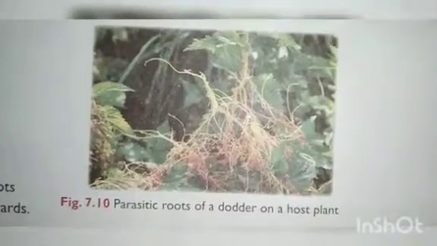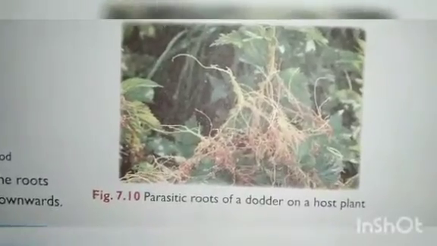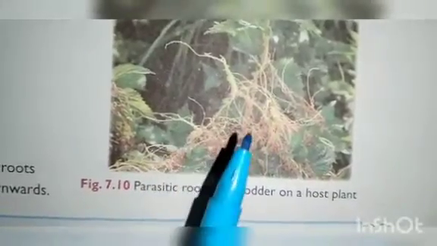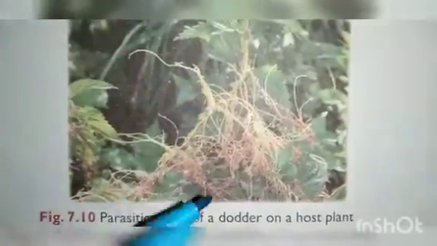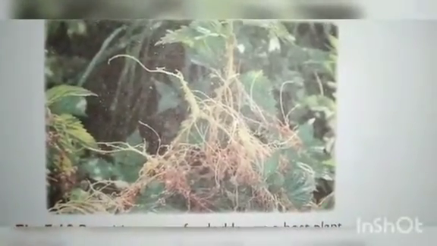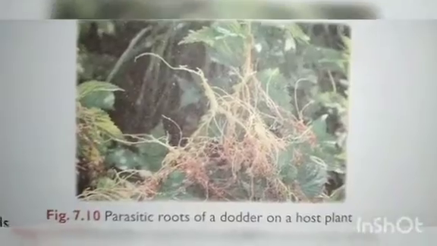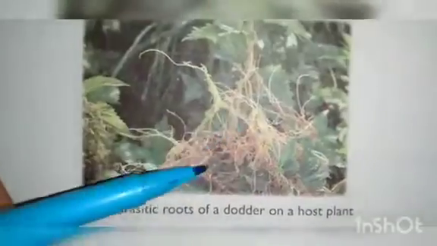Next, for nutrition. Roots of some plants such as dodder are modified to get nutrition from other plants. These are called parasitic roots. These plants' roots go and anchor into the stems of another plant. Since it is parasitic, it is harmful to the other main plant. Roots of some plants such as dodder are modified to get nutrition from the other plant. So these are called parasitic roots.